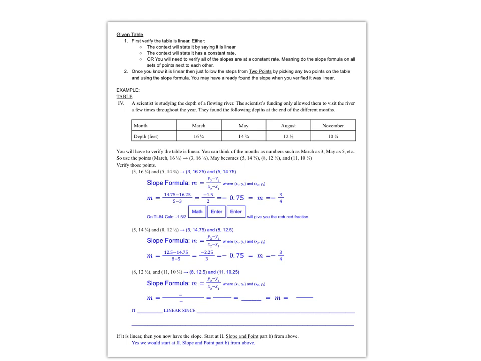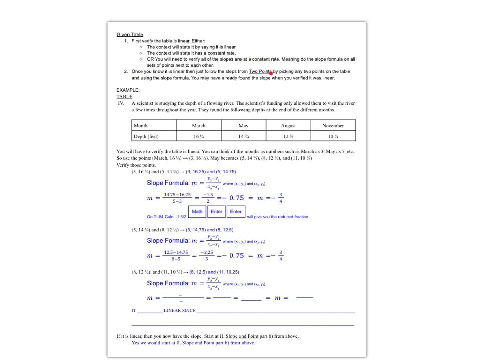A couple ways that you can know that a table is linear. First, the context might just say it is indeed linear. The context might say that there's some kind of constant rate. If it doesn't say those first two scenarios, then you need to verify the slopes are indeed a constant rate, meaning you need to do the slope formula on all sets of points next to each other. Those are called consecutive points, points that are next to each other. If all of them are indeed constant, then we can make a linear model.